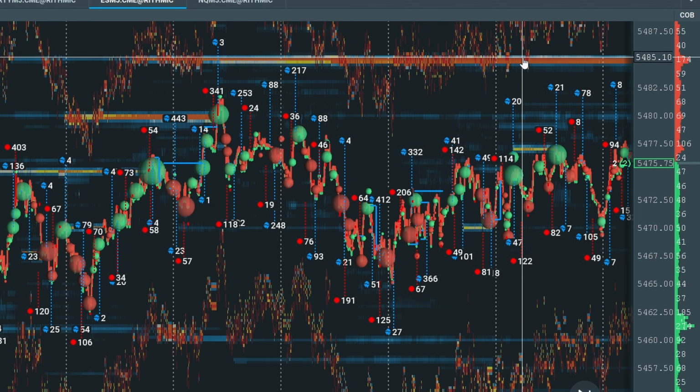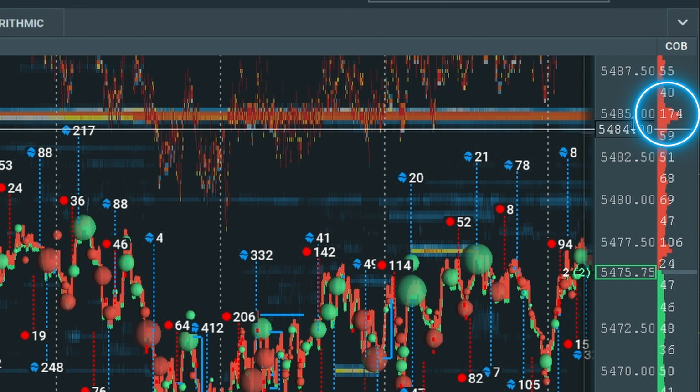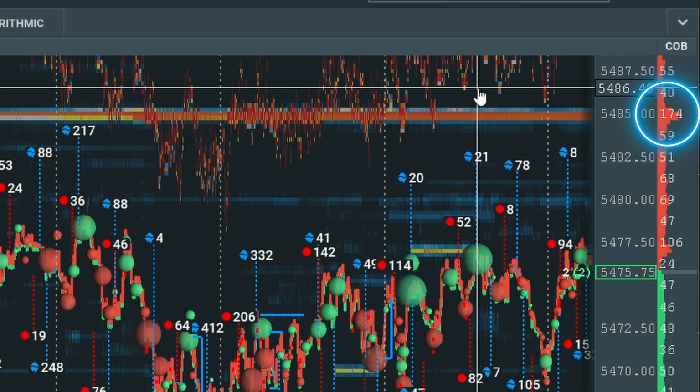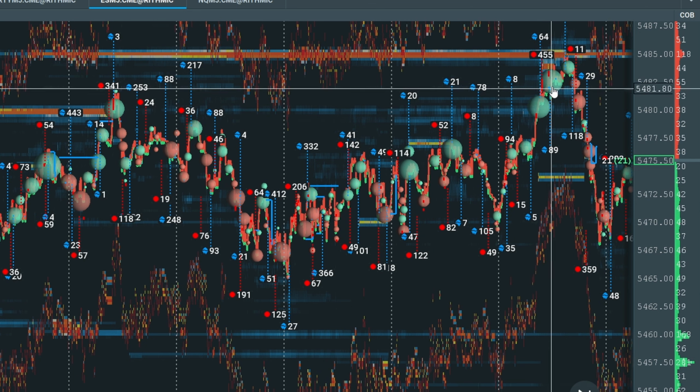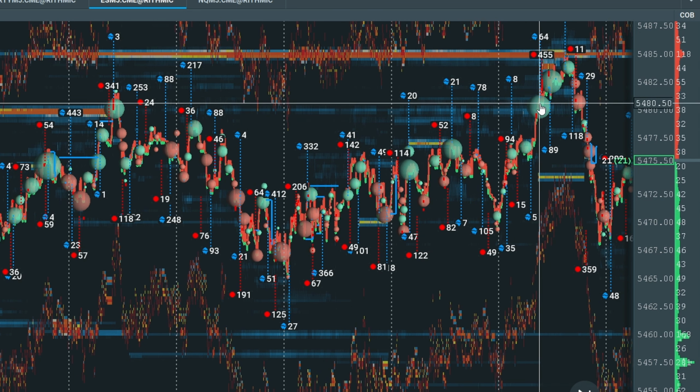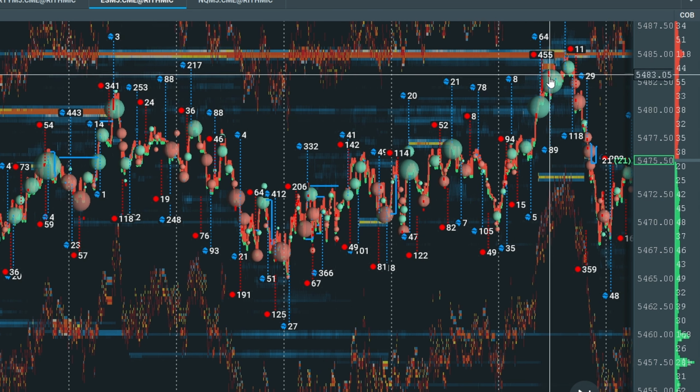If you look right up here at about 54.85, you can see we had 174 resting orders to the sell side. So what do you think is likely going to happen as the market comes up towards that area? You can see it right up here. We get a big green bubble and then we push up higher with another green bubble.